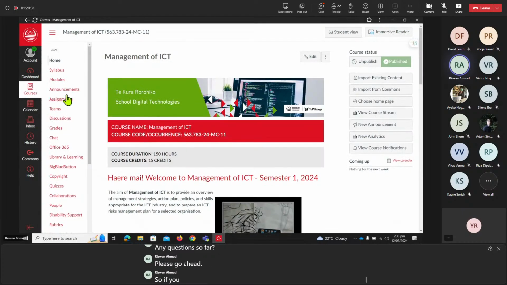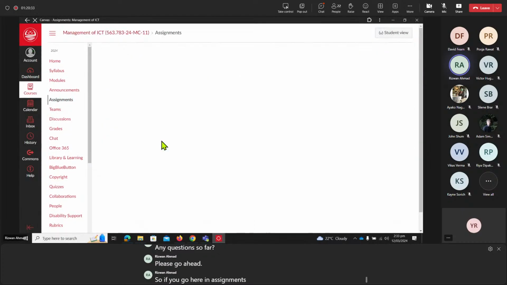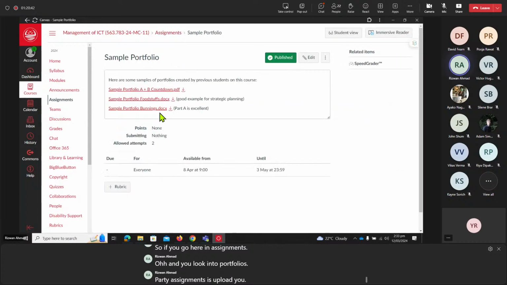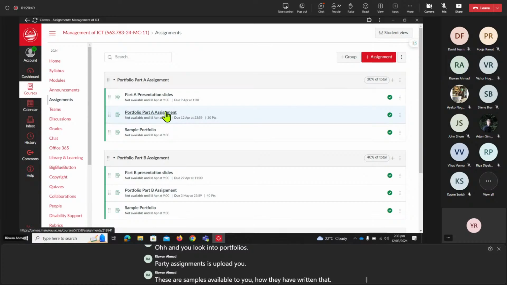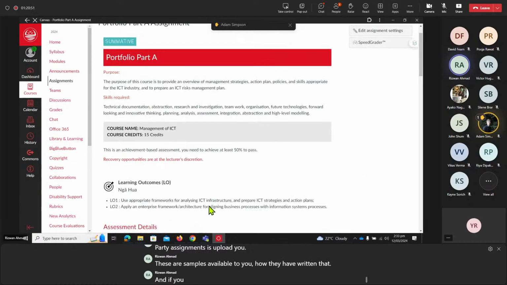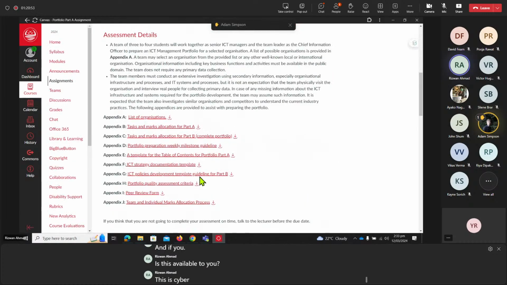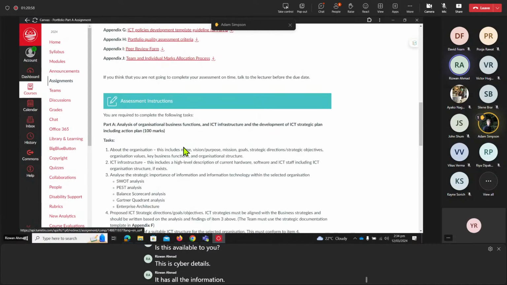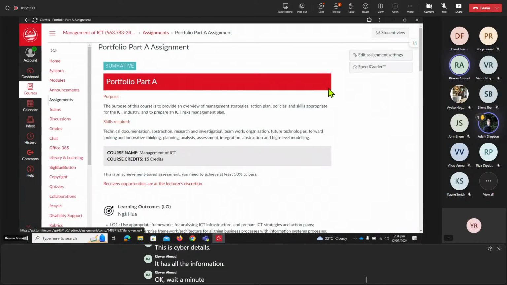If you go here in assignments, and look into portfolios, Part A assignments, just upload. These are samples available to you, how they have written that. Is this assignment details available to you? None of this is available to us. It's like a lock, it's closed. Yeah, it's all locked. Just wait.